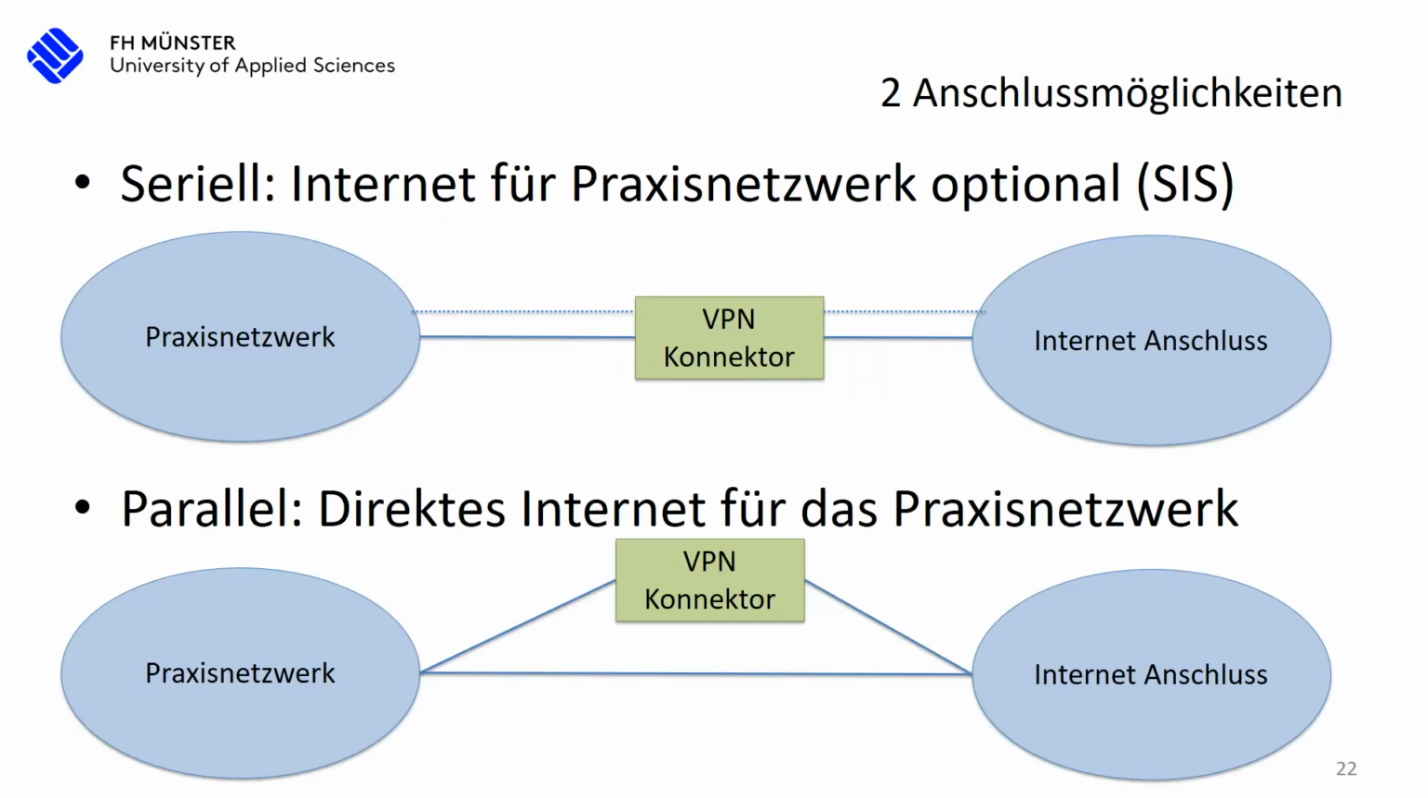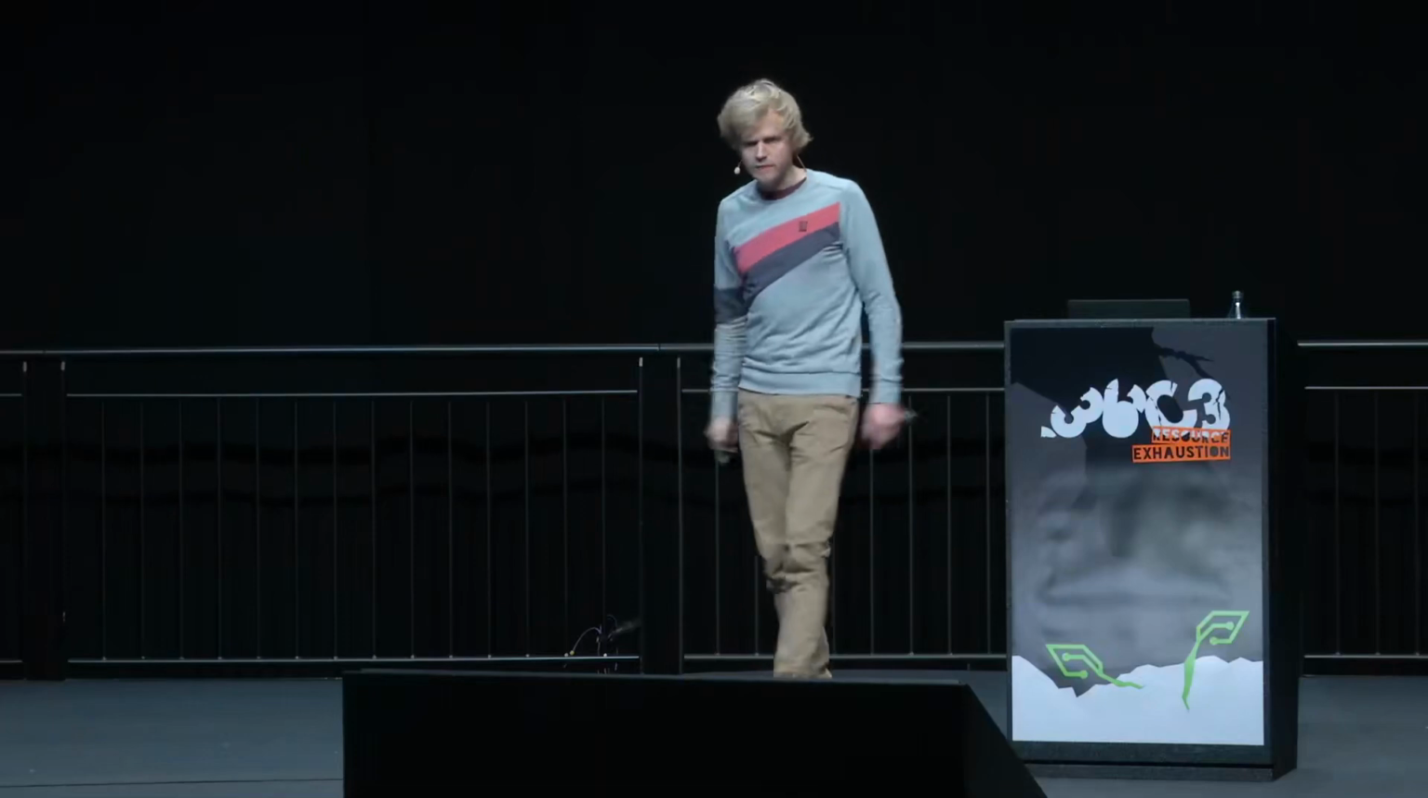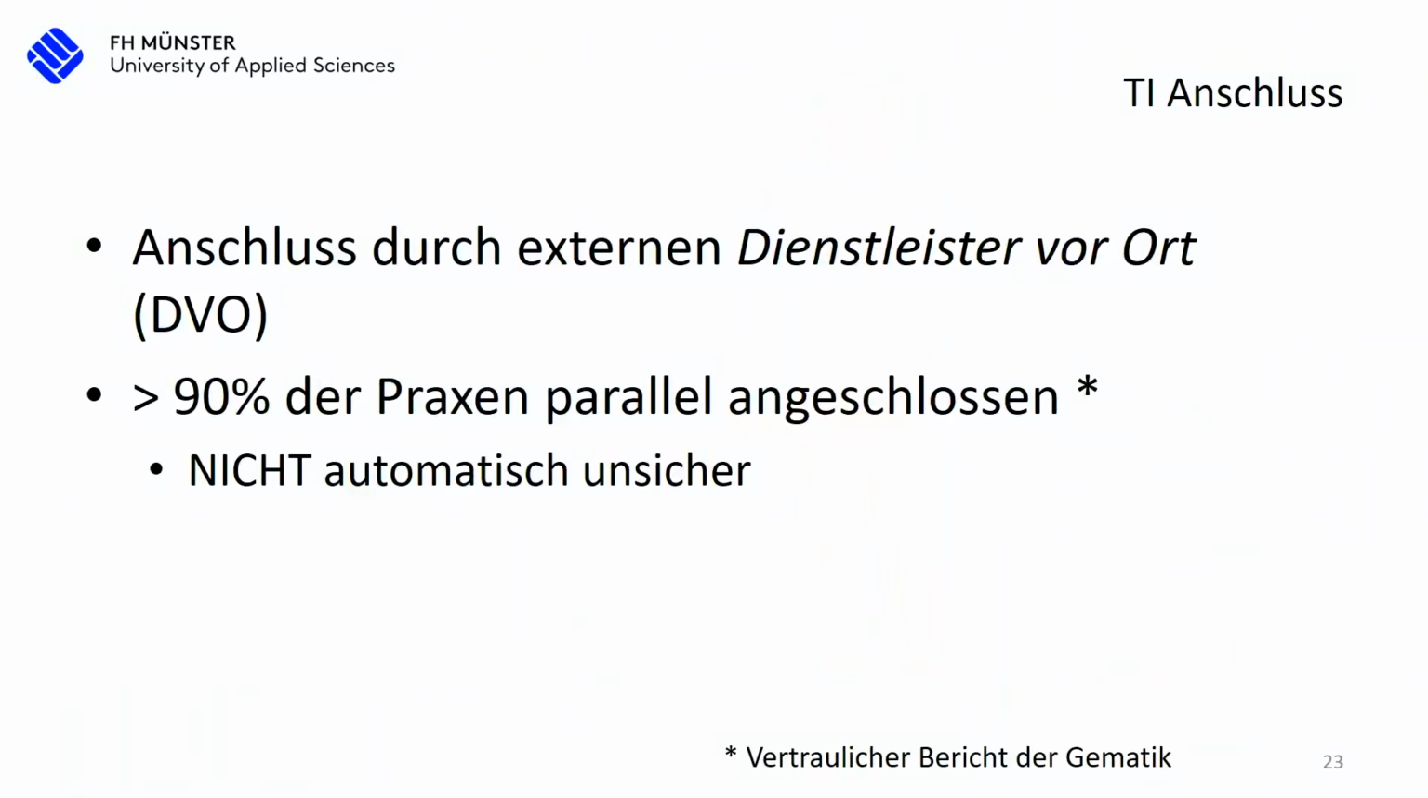Another possibility would be a parallel model for installation. So there is the normal connection to the internet, but there's also the VPN connector for the TI connections. They go through the connector, but the other traffic goes straight from the office to the internet. And the connection of the connector actually is usually done by an external party that is local. And over 90% of the practices are connected in the parallel mode. But these are not automatically insecure.